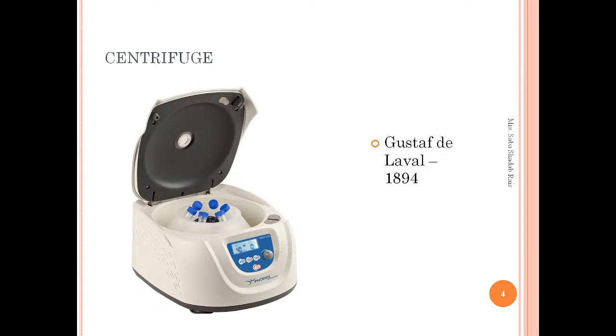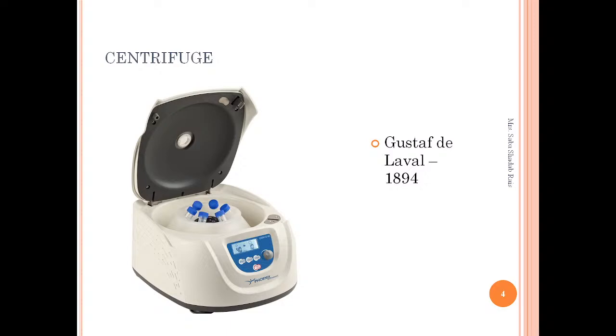So the centrifugal force can be used to separate lighter particles from the heavier portion in the liquid medium. This is important to remember: the centrifuge machine works on centrifugal force. What is the centrifugal force? A force which is applied from the center, and from the center it is passing outward. So this is called the centrifugal force.